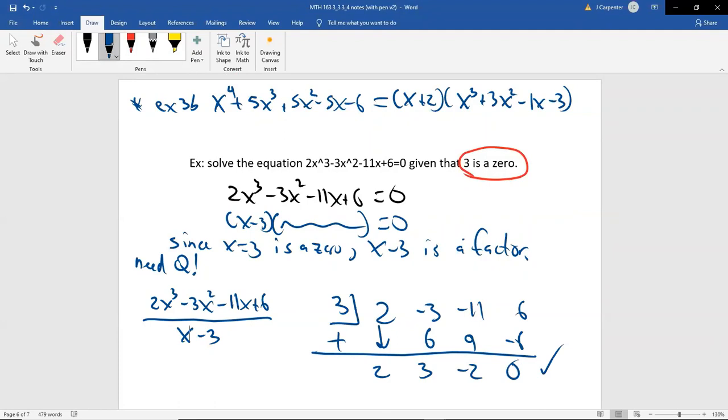Now, you were trusting me that 3 was a 0. I told you that, but maybe you don't trust me. Well, this confirms it. Also, if you plugged in just a 3 here, 3 cubed is 27 times 2 is 54, and so on. It will prove that that's a 0.